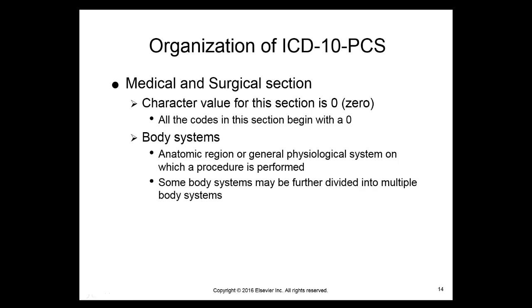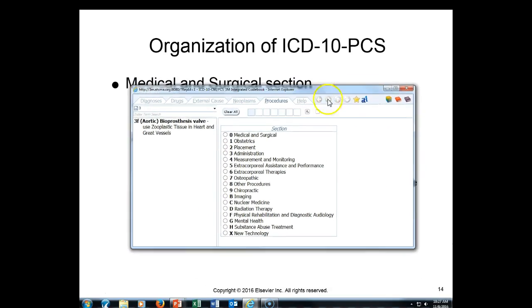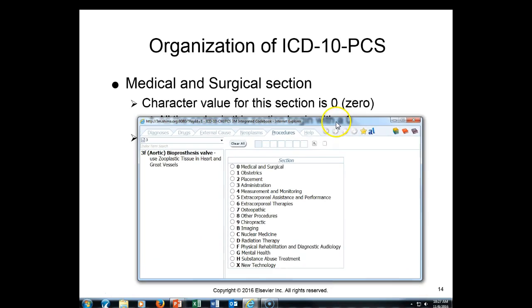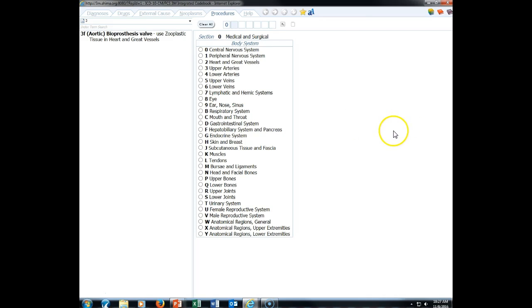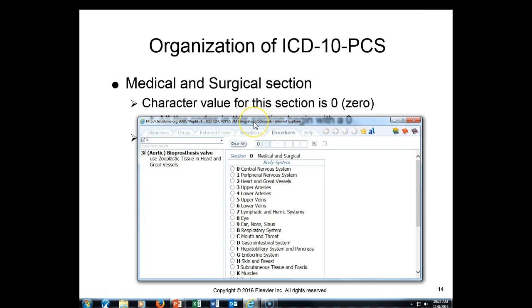When we're looking at the medical surgical section, which is the one that we use most often, the section for this is 0, medical surgical. And then the body systems, we've looked at all of these different body systems, like skin and subcutaneous tissue. If you're suturing a laceration, you're choosing skin and subcutaneous tissue as your body part. If you're suturing a layered closure, it would be subcutaneous tissue and fascia. And again, you're only coding those PCS codes if you're performing that procedure as an inpatient.